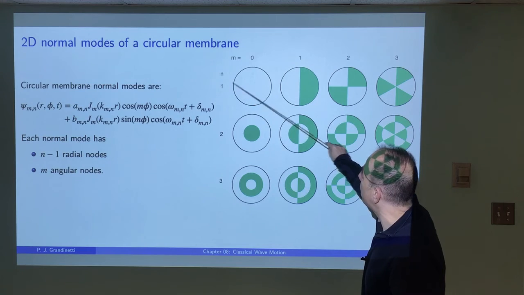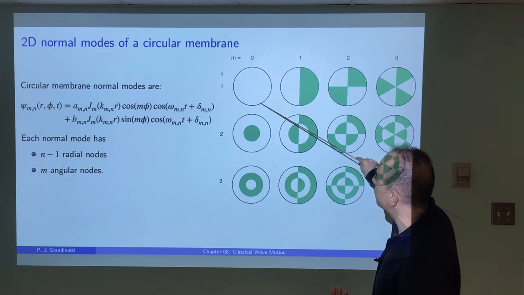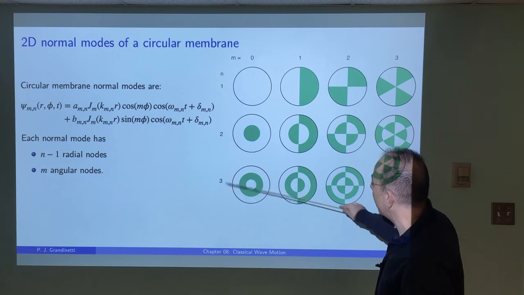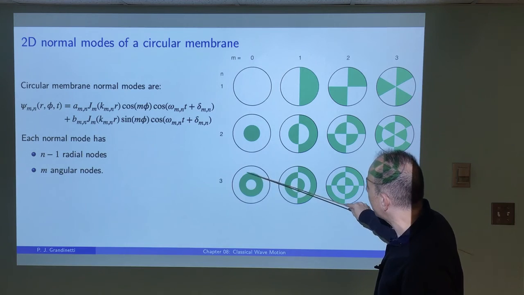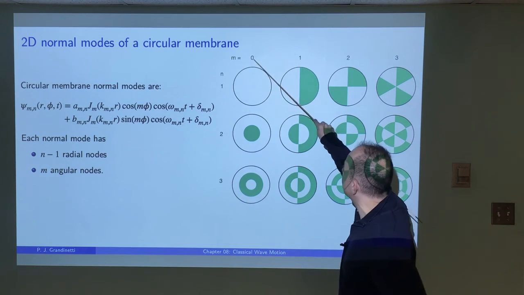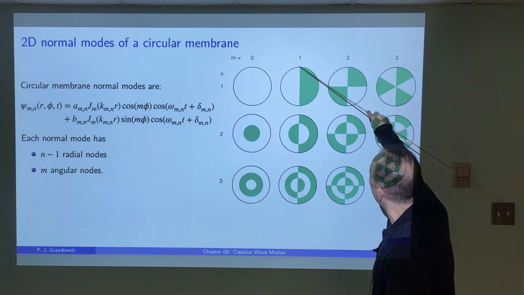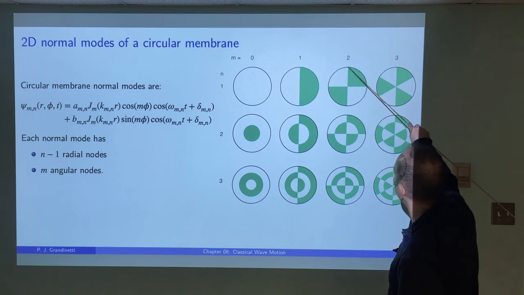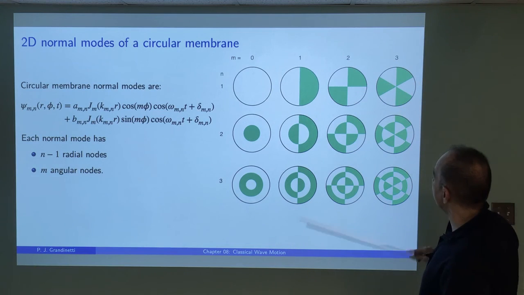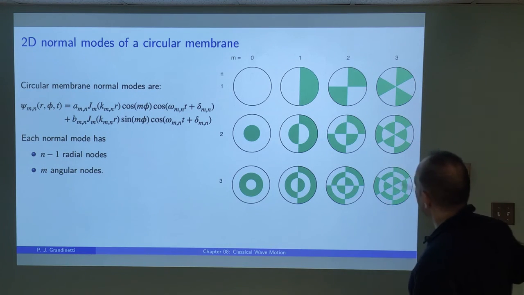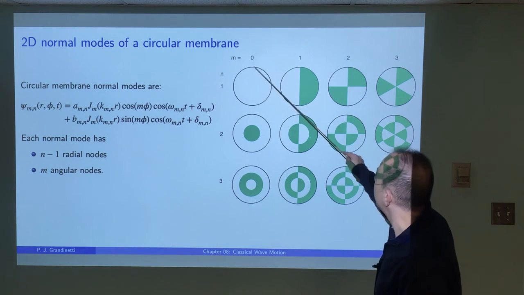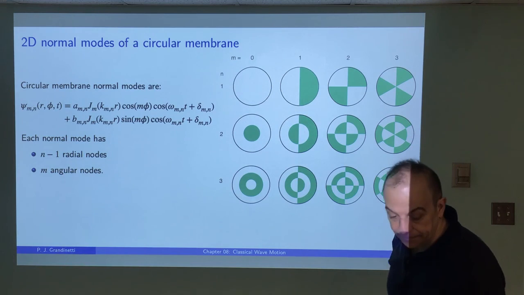So for n equals 1, n minus 1 is 0, there are no radial nodes. For n equals 2, there's 1 radial node, and that's right here. For n equals 3, there are 2 radial nodes, here and here. And in terms of angular nodes, there are m angular nodes. For m equals 0, there are no angular nodes. M equals 1, there's 1 angular node right here. M equals 2, there are 2 angular nodes here and here. M equals 3 has 3 angular nodes, and so on. When you go down here, you see the mix of radial and angular nodes, and that's all predicted by the value of m and the value of n.